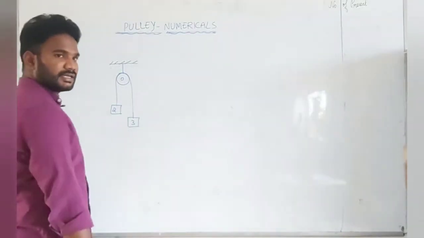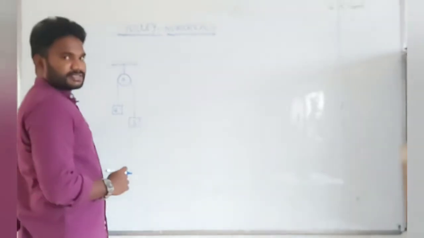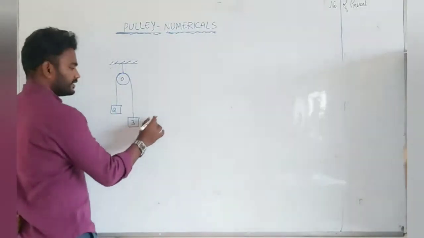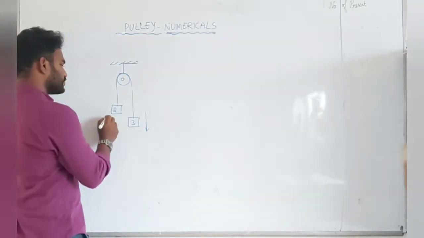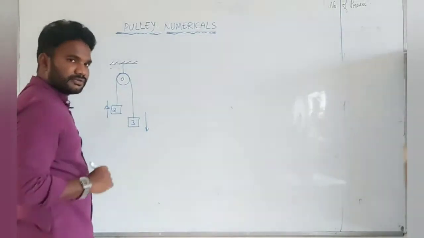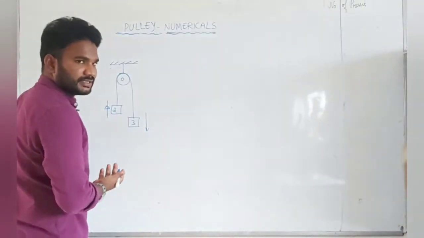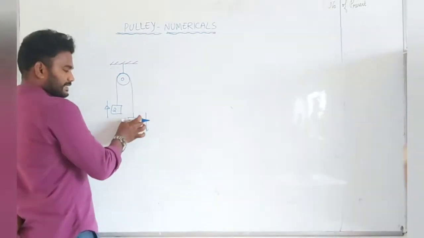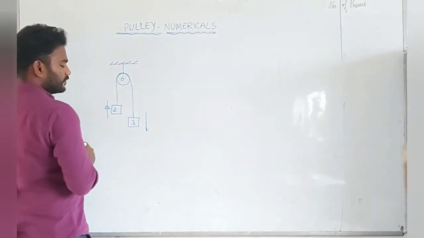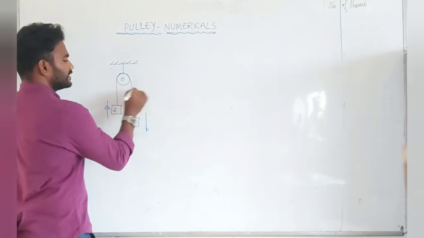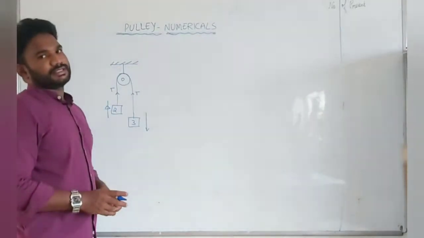Very simple. Step number 1: compare the two masses. Which is the biggest mass? Definitely 3 kg. So the 3 kg block will come down, whereas the 2 kg block will go up. If both were the same, there would not be any change. So one is coming downwards, the other is going upwards. The tension here is T, and here also the tension is T. These are the things we need to know first.